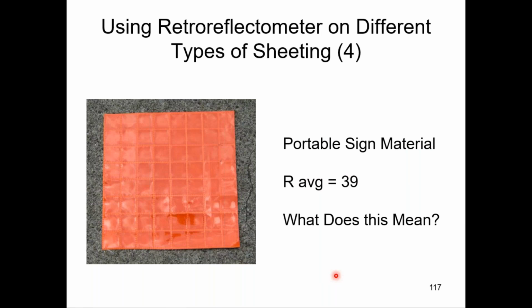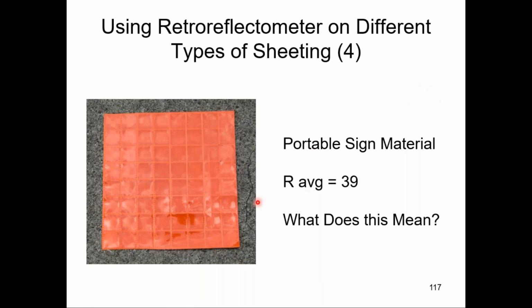And again, remember that this is for this particular type of material. I'm not suggesting that all portable sign material has an R of 39, but this particular sample that I had did have an R of 39. Hey, Ron, Michael says daytime only. There you go. Really, that covers it, Michael.